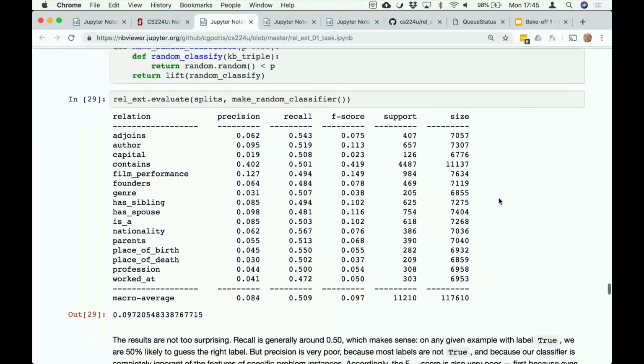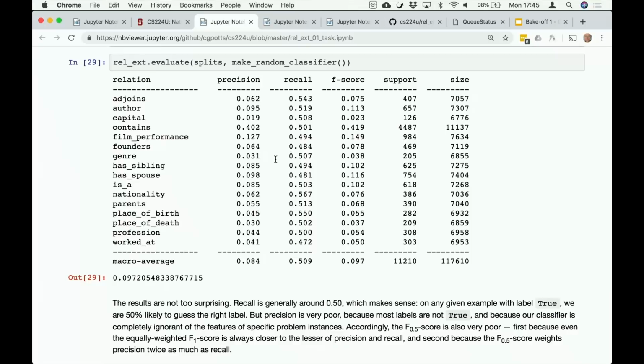So there's some code that helps you actually run these evaluations. We run it here on a random classifier. And what you see when running on a random classifier is that precision is bad almost everywhere, which kind of makes sense. But recall is always right around 50%. This random classifier is just flipping a coin. It's predicting true half the time.